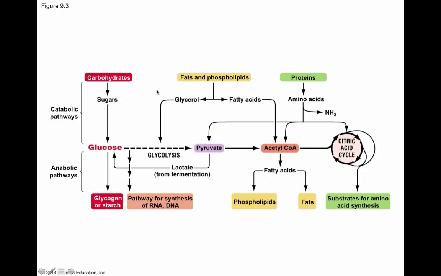Up top, they're showing you how other things could feed in at different points of the pathway. At bottom, we're showing you how things could be shuttled out to build these molecules listed at the bottom of the pathway. So at the top, it's showing you catabolic, carbohydrates other than glucose.